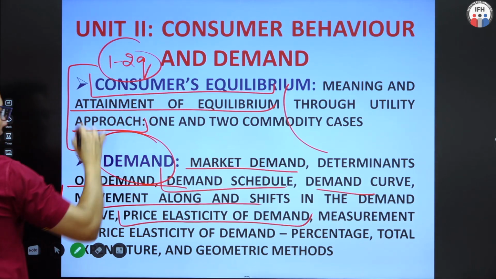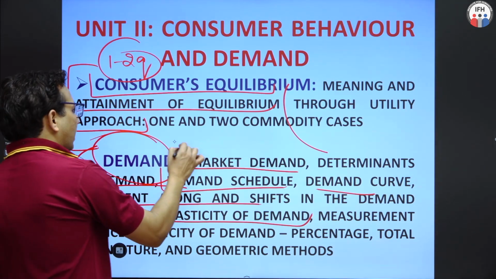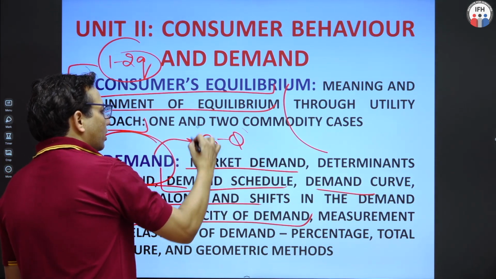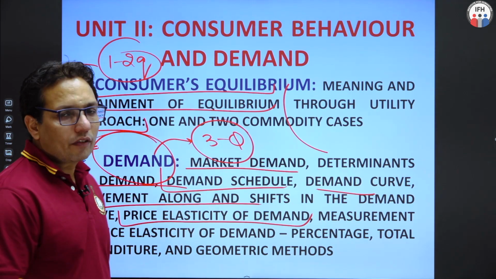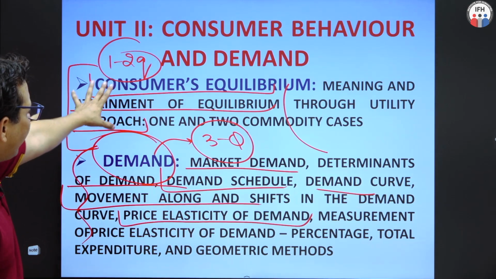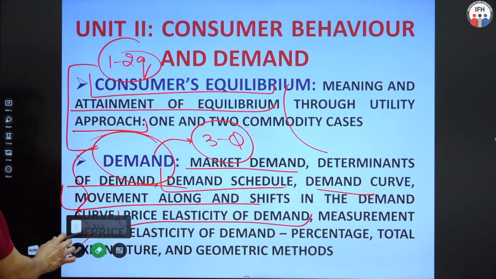On consumer's equilibrium, demand, and elasticity of demand using different methods, in this chapter I am expecting anything around 3 to 4 questions. So the demand chapter and elasticity of demand chapter you need to do comprehensively. These two chapters are very, very, very important. Consumer's equilibrium and the demand portion are very, very important.